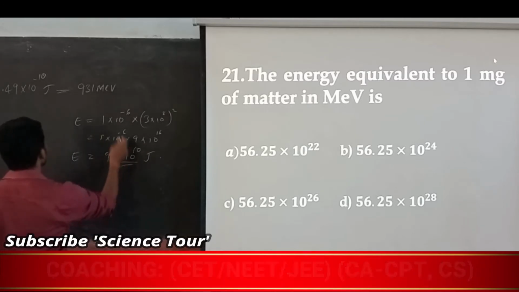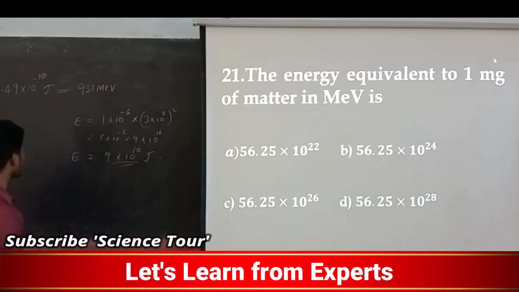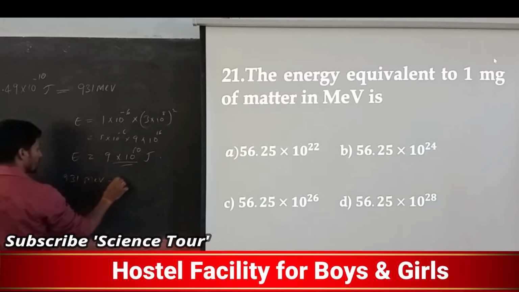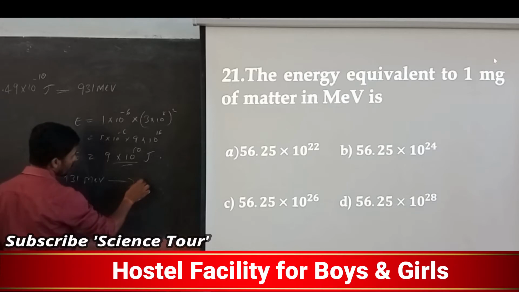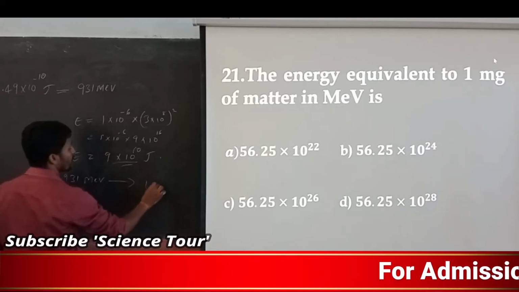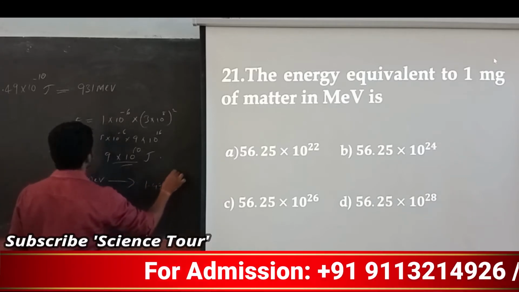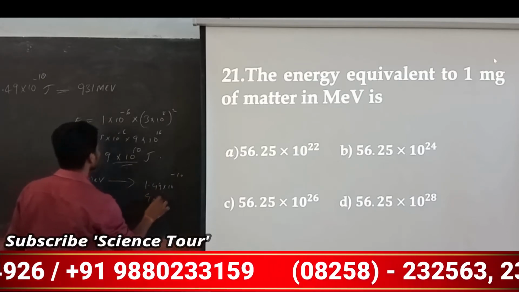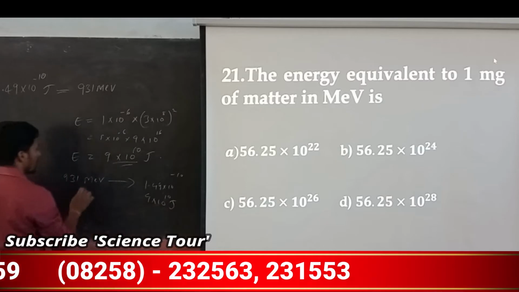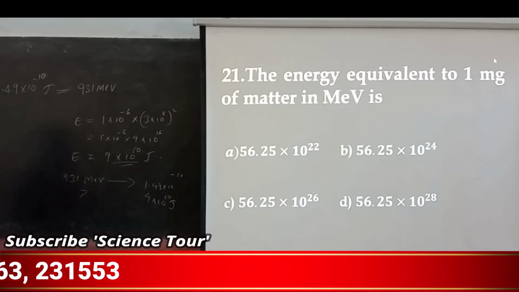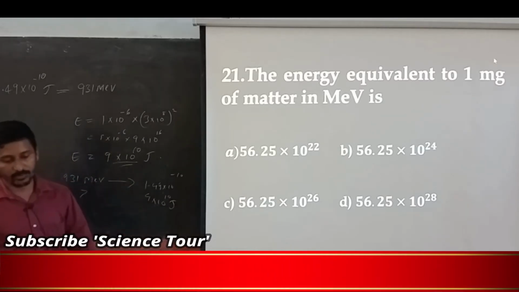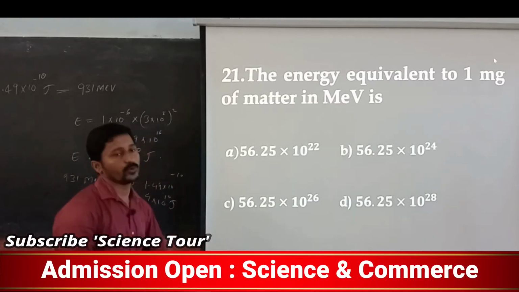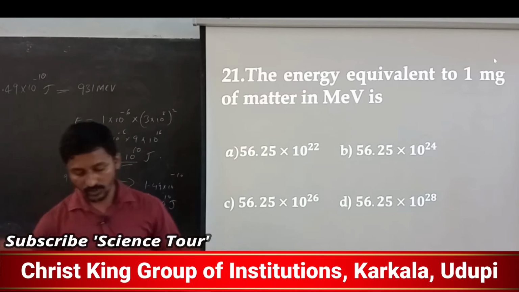Now you have to convert into MeV. This method also you can use: 931 MeV means 1.49 into 10 to the power minus 10 joules, then 9 into 10 to the power 10 joules means how many MeV? So multiply this and divide it by 1.49 into 10 to the power minus 10, that also you can do.